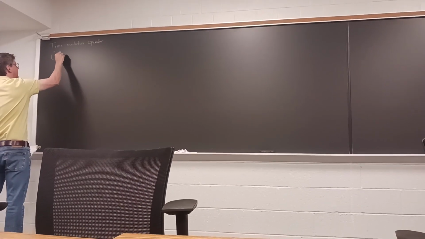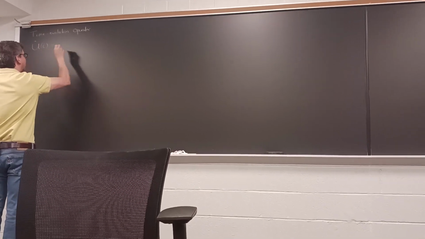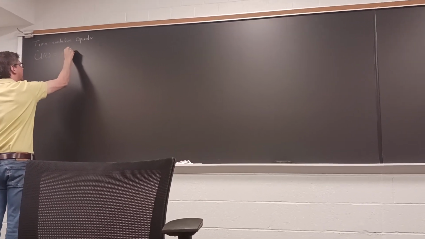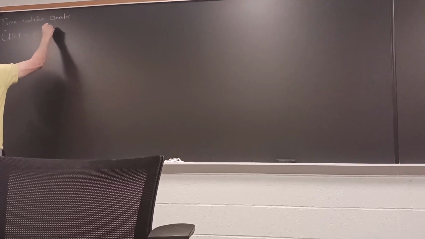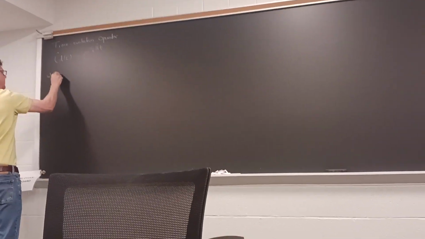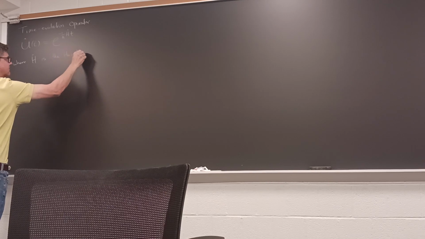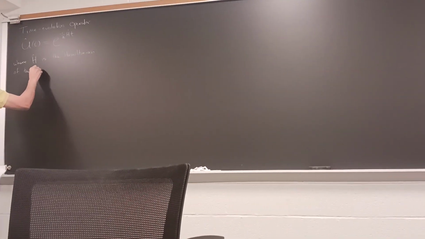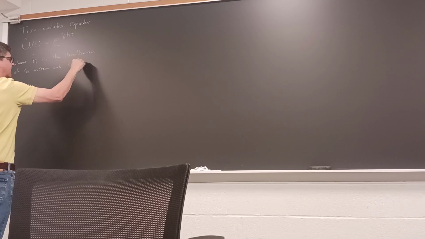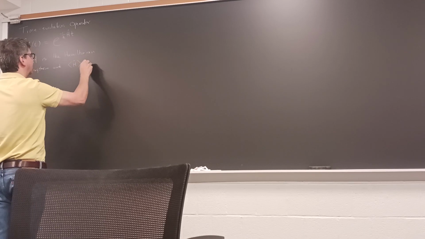This is U hat, which is a function of t, and it's e to the minus i over h bar, and then H hat t, where H hat is the Hamiltonian of the system. And the expectation value of H in any particular wave function or state is the energy, the average value of the energy.